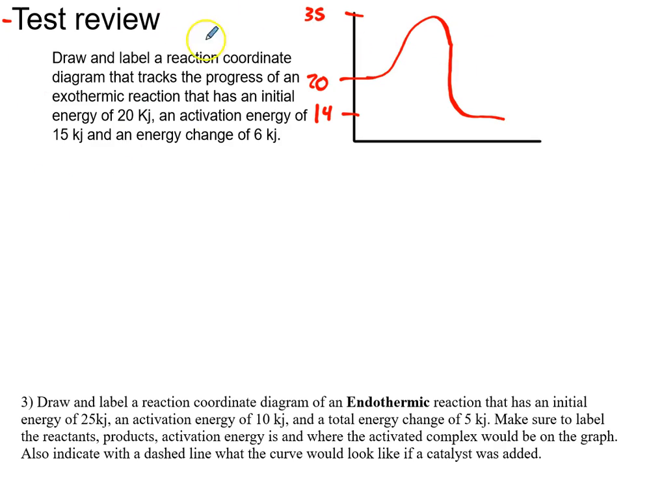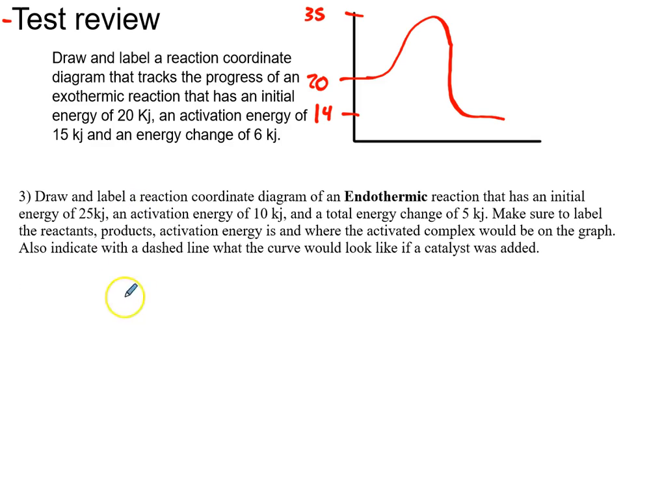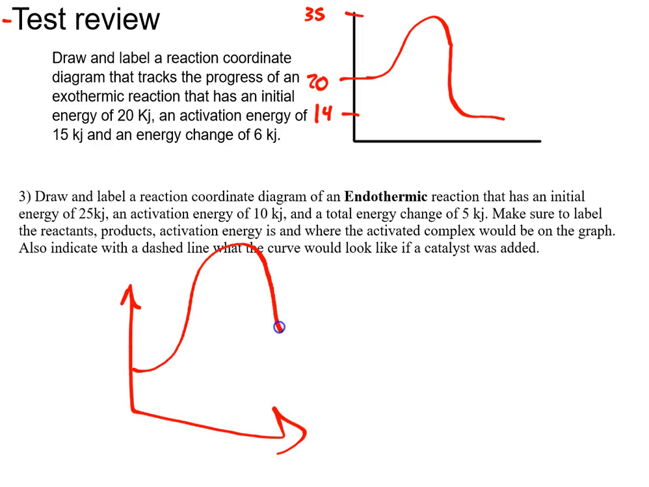Okay, now down here, draw and label it for endo. So give that a shot for a second. Endo, we know it's going to go up and it's going to end higher, right? Initial is 25. This would be 35 because it was 10. Energy change of 5, so call that 20. Are we okay with that? Yep, you're right. That is 5 plus 25.